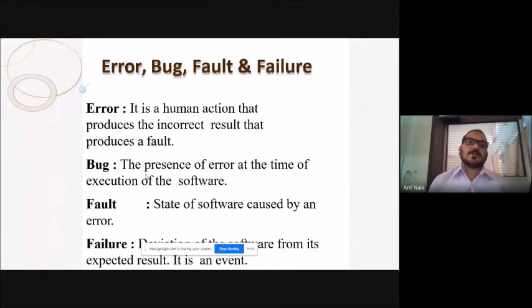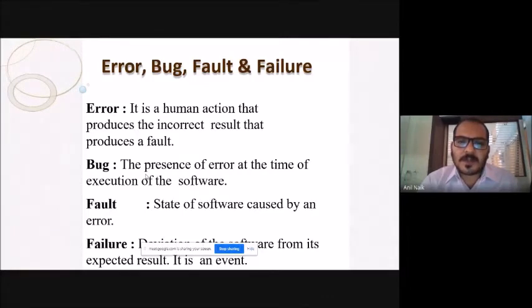And we will discuss some basic definitions. What is error, bug, fault, and failure. So in terms of software testing, error means it is a human action that produces an incorrect result that produces a fault. Error is because of the human. So because of that it produces the incorrect result and that produces a fault.